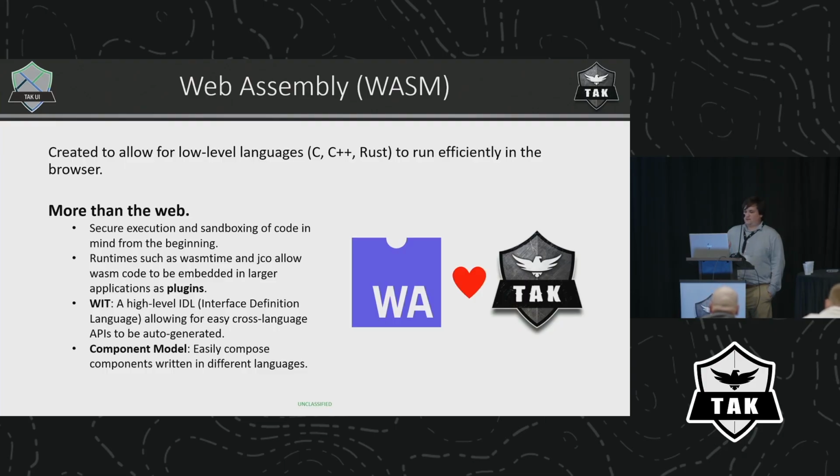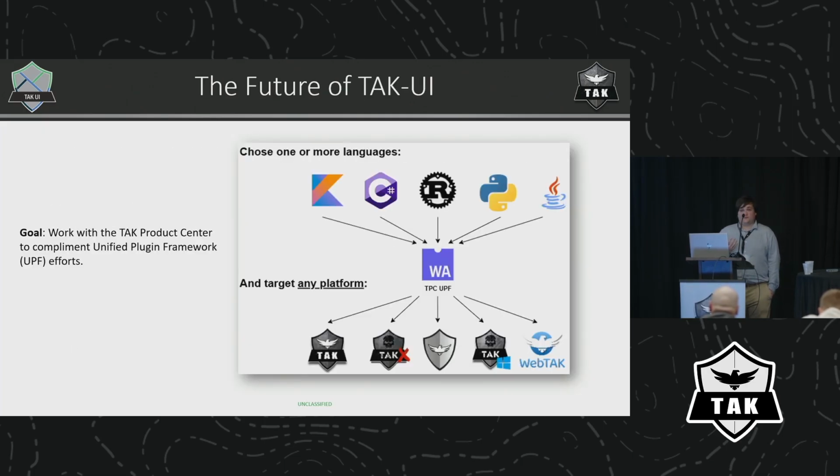You can just deploy your WebAssembly bundle to all of the TAK platforms. So this is kind of what I have in mind for the future, what I want us to be working towards as a community. You have the capability to choose one or more languages for your TAK application and to build on top of the TAK Product Center's unified plugin framework, which is currently a JavaScript engine but does have some support for WebAssembly. And with that single TAK plugin, you can deploy it to any platform and have those advantages of sandboxing that WebAssembly natively provides.